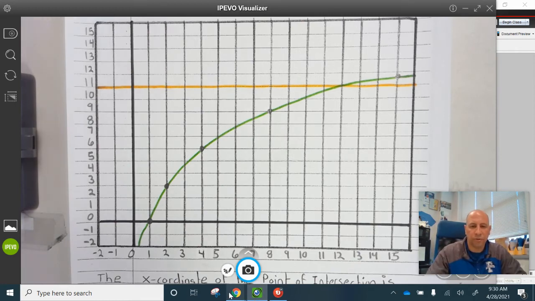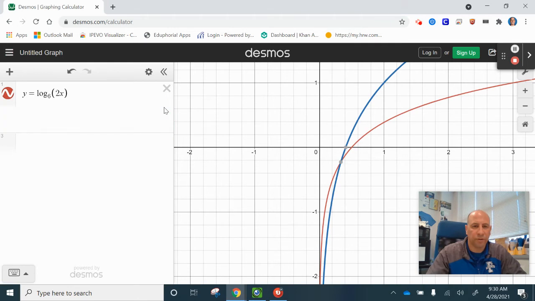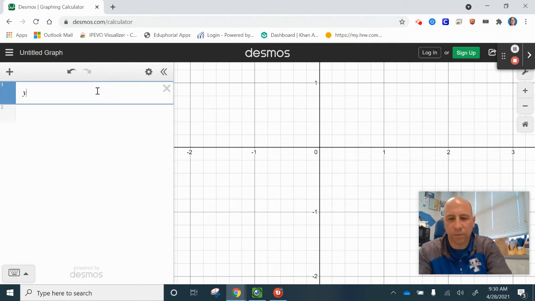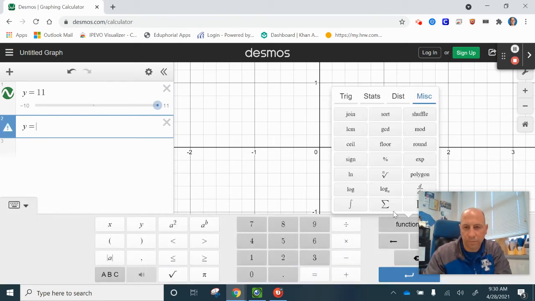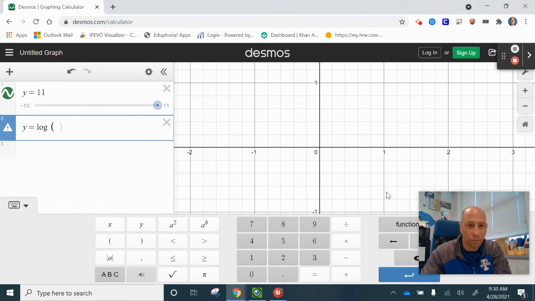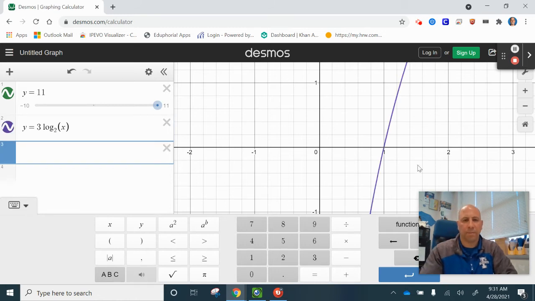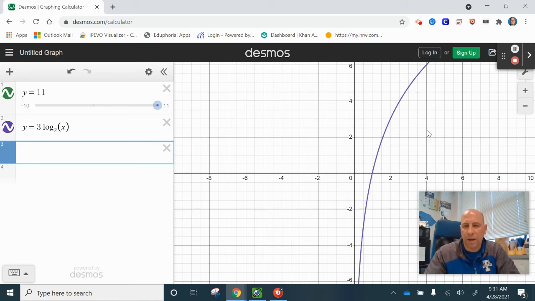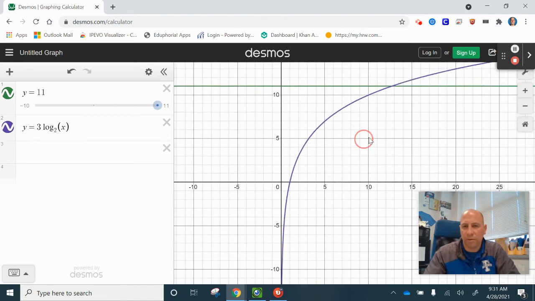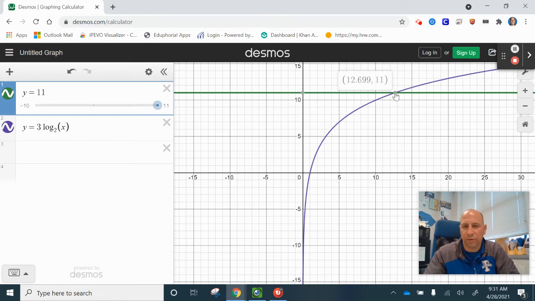All right. Now let's use Desmos to find the exact point of intersection. So we have y equals 11 and y equals, almost forgot, 3 times log base 2 of x. Let's minimize that. I'm going to press the home key and I'm going to zoom out until we have our point of intersection right there.